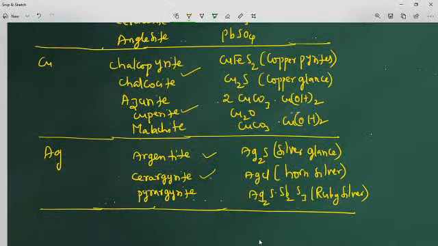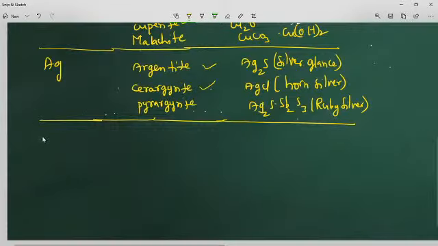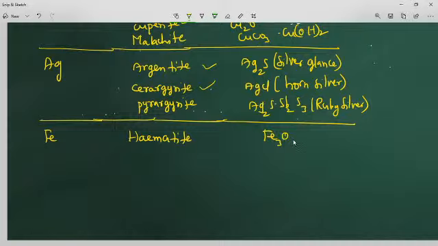And after that we have iron, the most important metal in the discussion. The important ore of this metal is hematite, that is Fe2O3, ferric oxide. Limonite, actually it is a hydroxide, that is Fe2O3 with water in it.